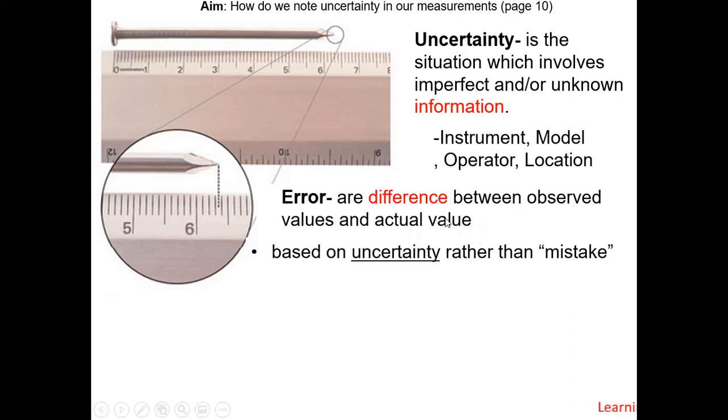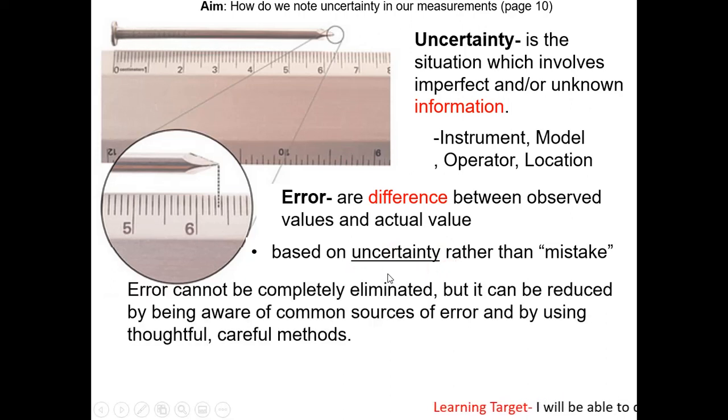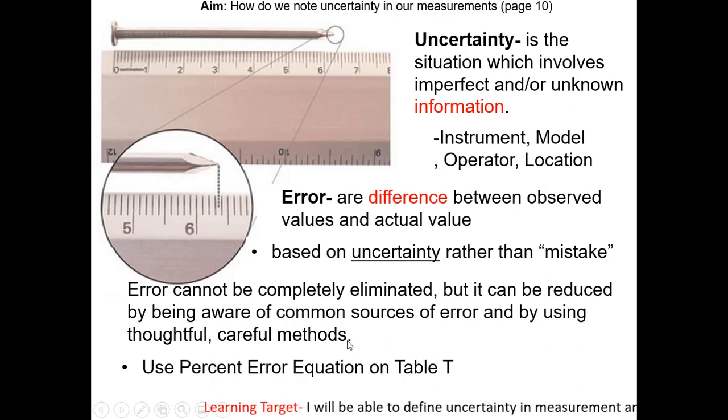So error does not mean mistake, like someone made a mistake. They don't know how to use a ruler. No, it's based off uncertainty, which is something they cannot control. So basically every measurement will have some error and some uncertainty, right? But you can always try to reduce it, right? That's the goal here, to reduce the amount of error and uncertainty of your measurements, okay? By using better methods and better instruments. So use the percent error equation on Table T.